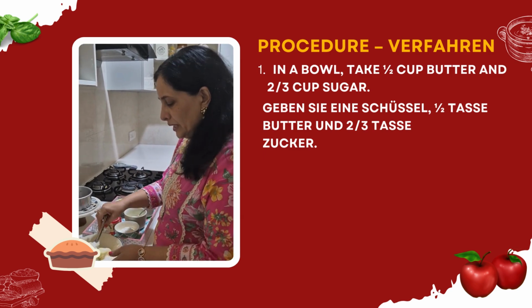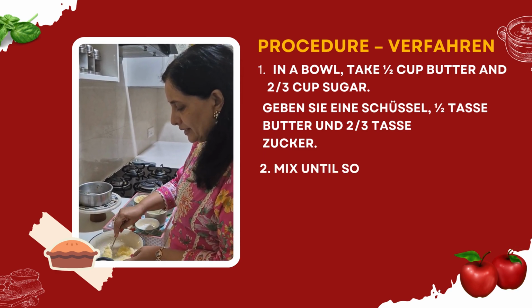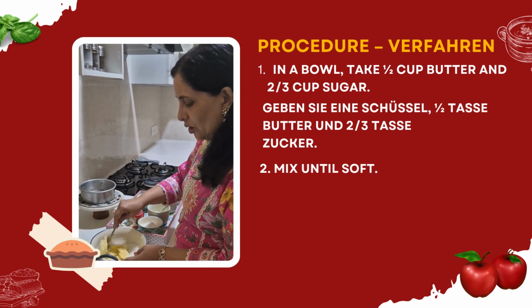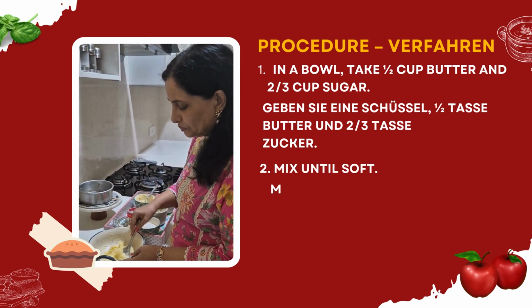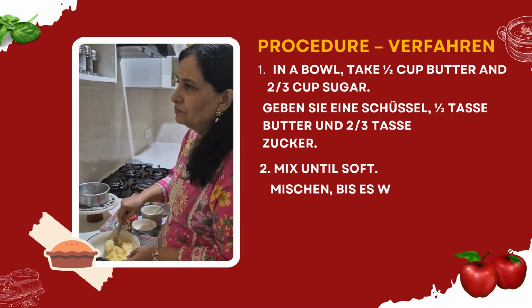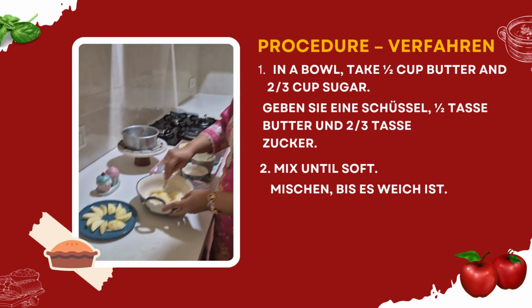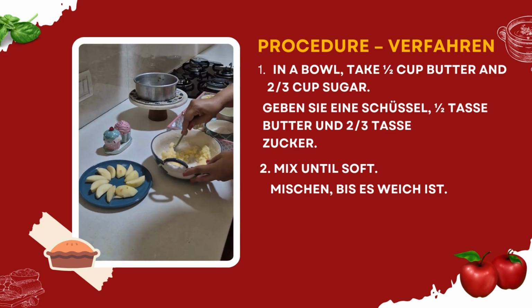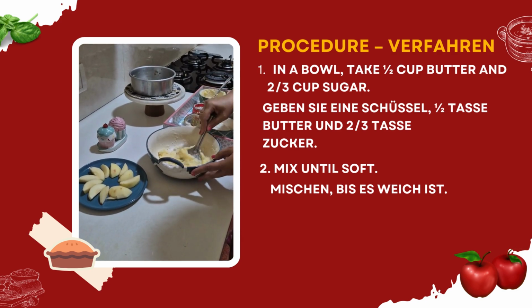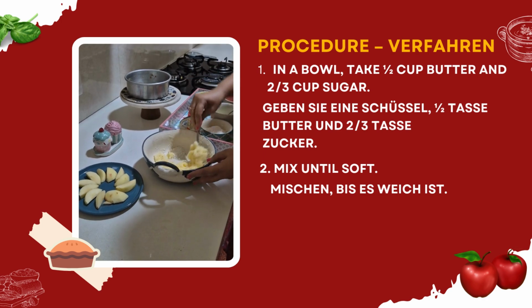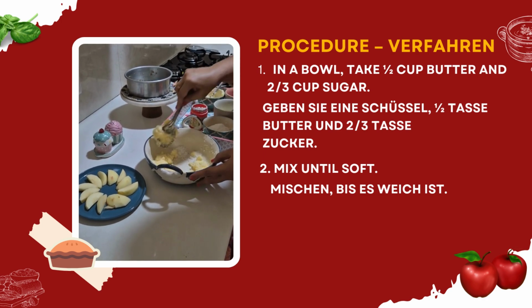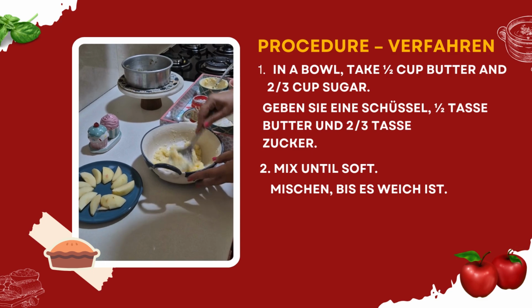Then mix it well till it gets soft. So how will you say in German? Mischen. Mischen is to mix. Mischen bis es weich ist. Weich means soft. So just mix it till it gets soft.